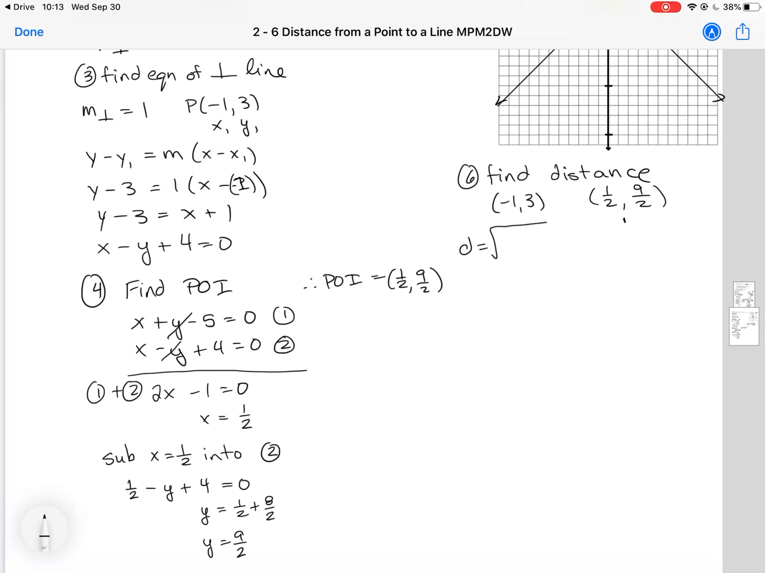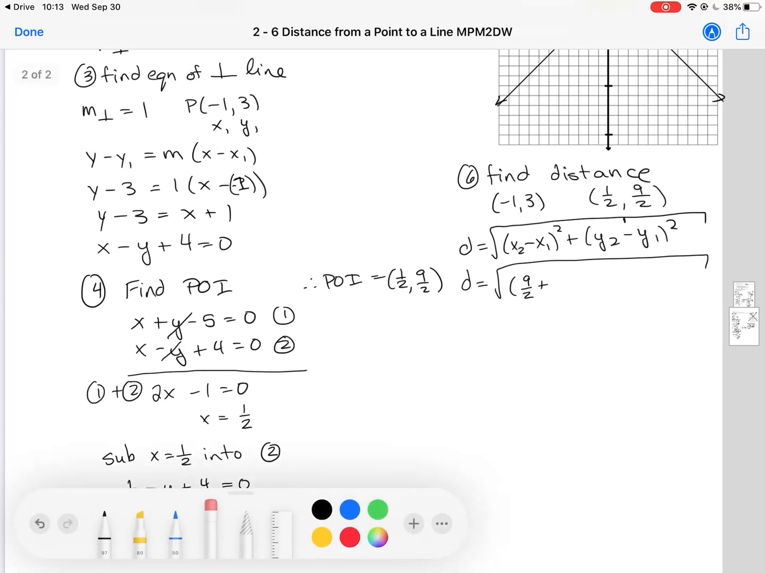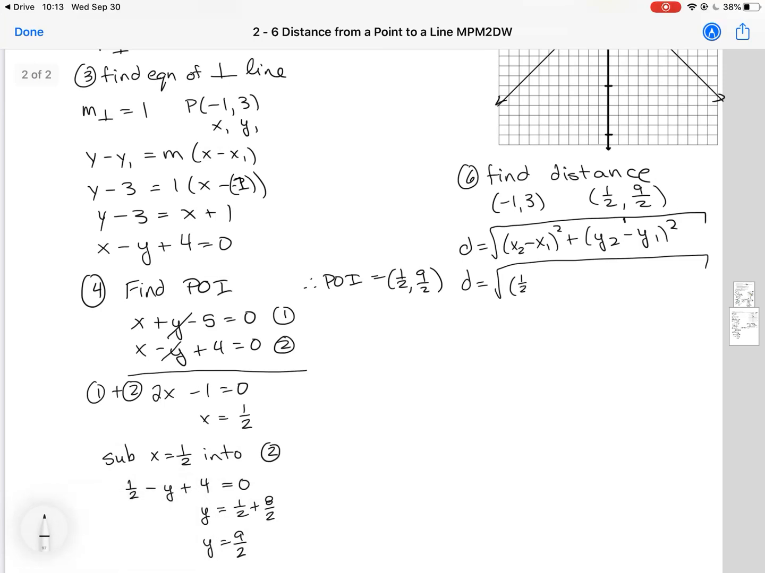I also know my distance formula: square root of x2 minus x1 squared plus y2 minus y1 squared. And then I can substitute in what I know. So 9/2 minus 3. Those are my y values. I'll match what I have in the equation. So I'm going to have x2 minus x1 all squared plus y2 minus y1 all squared.